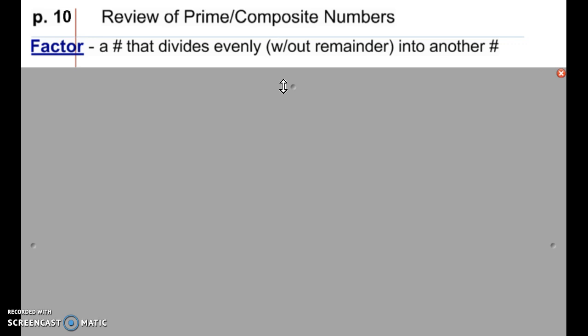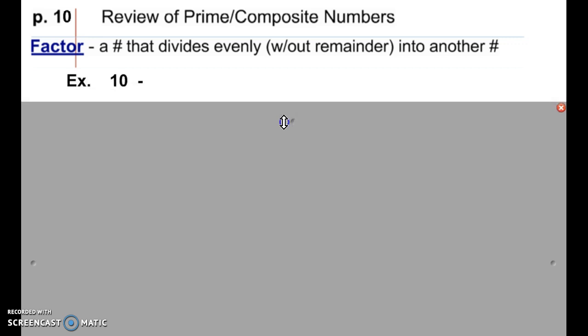Pause the video and write the definition of a factor. So you should have written that a factor is a number that divides evenly without a remainder into another number. For example, let's look at the number 10. Pause your video and copy this down just like you see it.